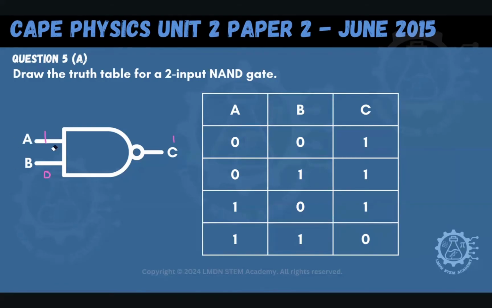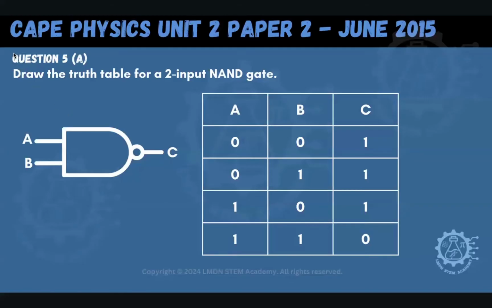Let's do the final one now. A and B are both 1. If this were an AND gate, it would have given me 1 because they're both 1. But because it's a NAND, I'm going to get 0. Remember, the NAND gate inverts whatever you would have gotten from your AND gate. So 1, 1, 0, and that's our truth table for a 2-input NAND gate.